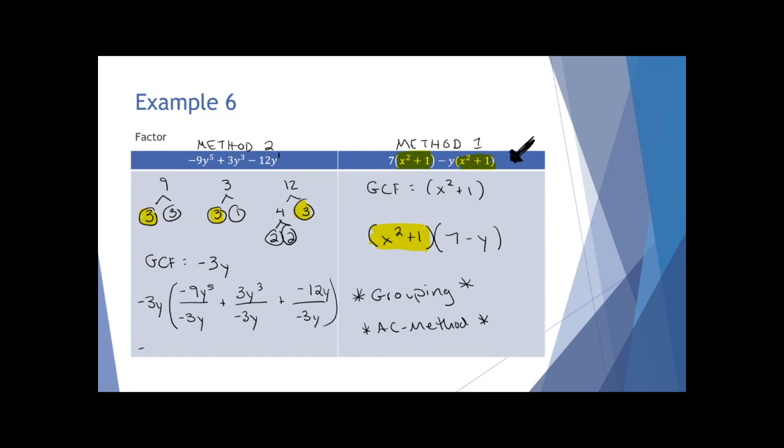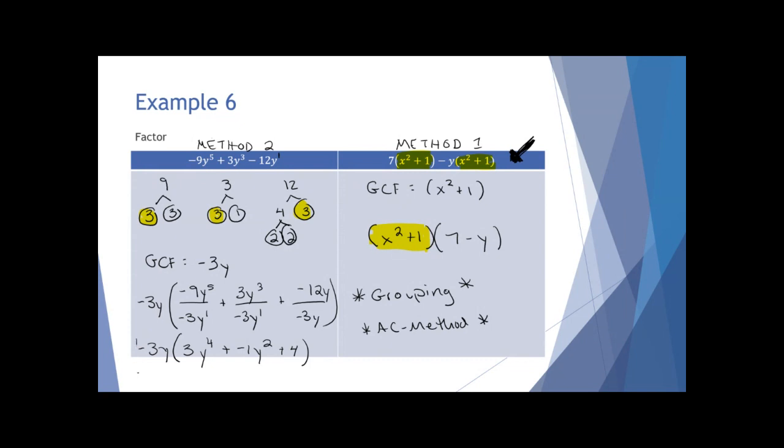So I have a negative 3y in front, and then a negative 9 divided by negative 3 is a positive 3. And then when you subtract exponents, 5 minus 1 is 4, so that's y to the 4th. 3 divided by negative 3 is negative 1. I subtract the exponents, 3 minus 1 is 2. Negative 12 divided by negative 3 is 4. y over y, that cancels. So we get negative 3y times 3y to the 4th plus negative y squared, or you could say minus y squared, plus 4.